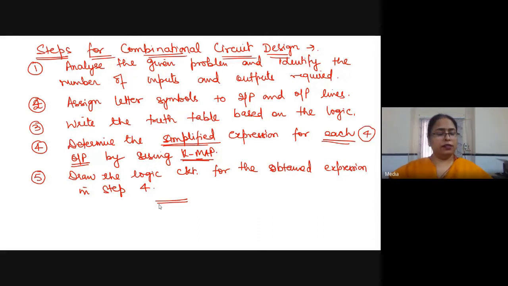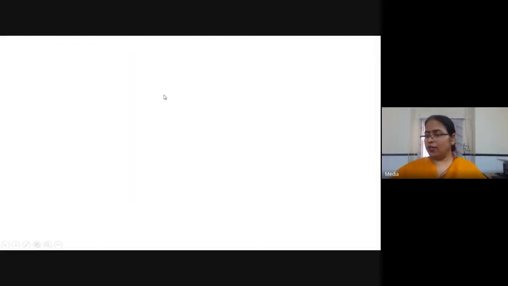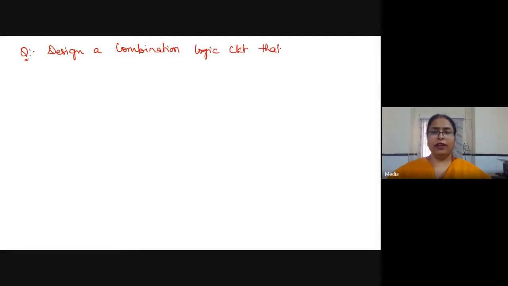So, okay, let us start with an example and apply these 5 steps on that example, and it will be more clear. Design a combinational circuit that has 4 inputs and 1 output. It is given to you. Now, what is the logic?